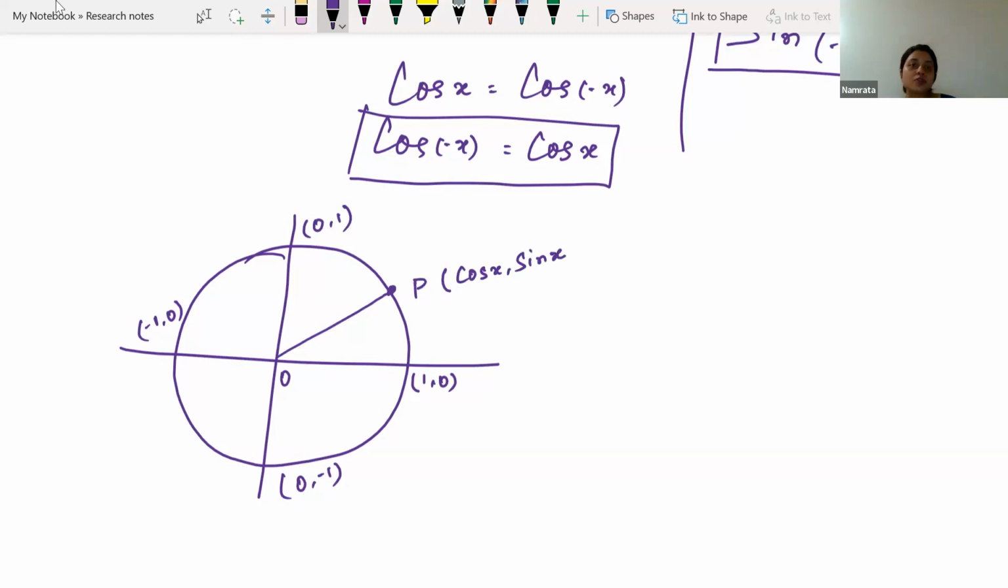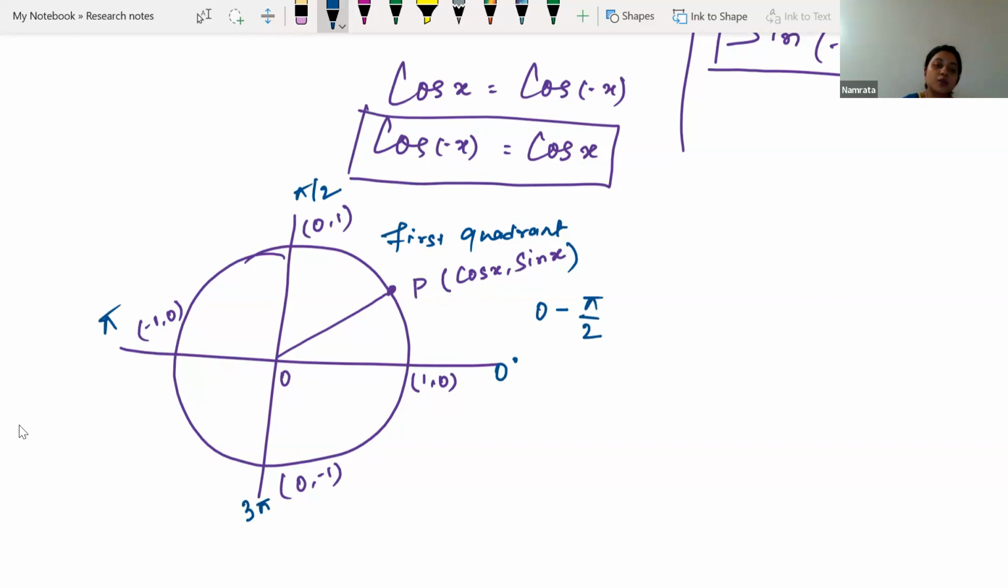Now this is the first quadrant. In the first quadrant, we know X is positive and Y is positive. Yes or no? Yes, ma'am. In the coordinate geometry chapter, if you have done it, you know in the first quadrant X is positive and Y is also positive. So we can say between 0 to pi by 2, we are taking radians, not degrees. So 0, pi by 2, here pi, here 3 pi by 2, and here again 2 pi. In the first quadrant, sin X is positive and cos X is positive.